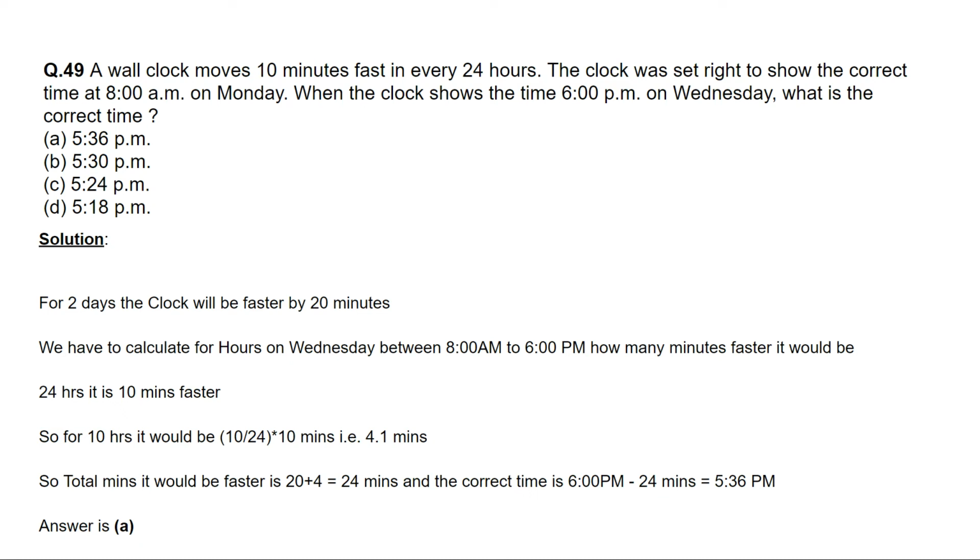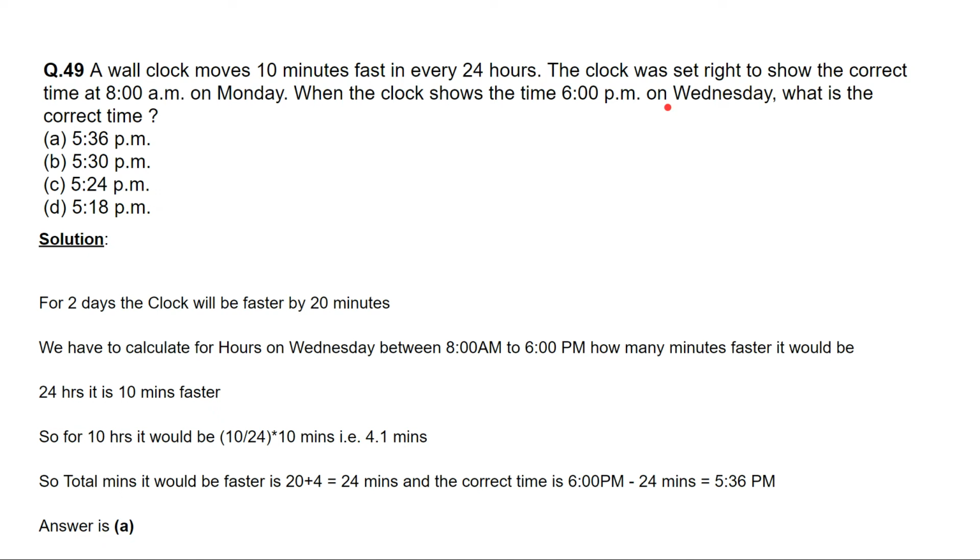This is a very good question. So what it says is that after every 24 hours, the clock gets faster by 10 minutes. So if you're starting at 8 a.m. on Monday, at 8 a.m. on Tuesday, the clock will be faster by 10 minutes. After another 24 hours, that is 8 a.m. on Wednesday, the clock will be faster by 10 minutes.